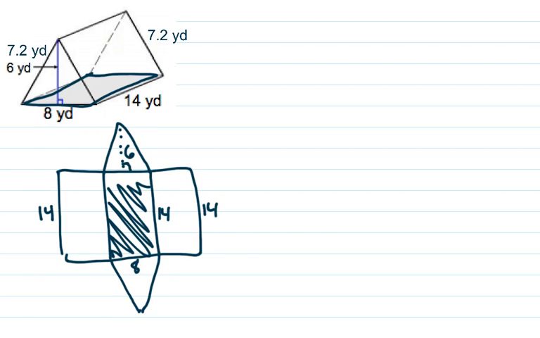Alright, sorry guys, I realized I was missing some measurements for my triangular prism, so I had to label them for you. And then these two sides here are 7.2 and 7.2 because they come from the edges of these isosceles triangles. So let's find the surface area.